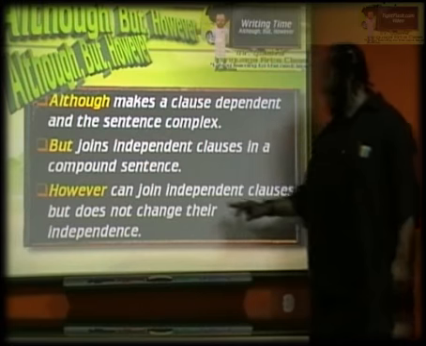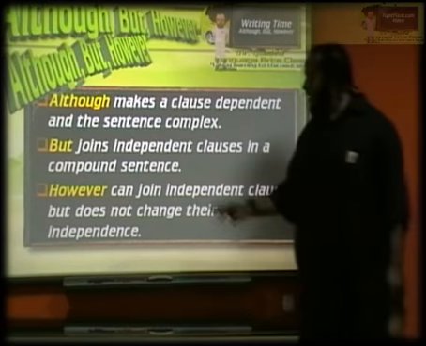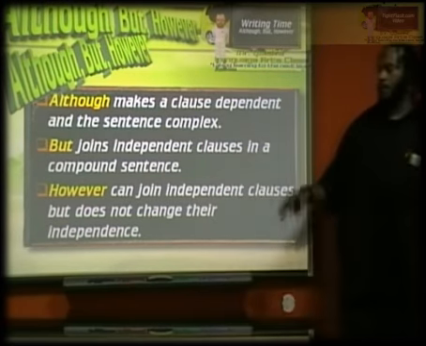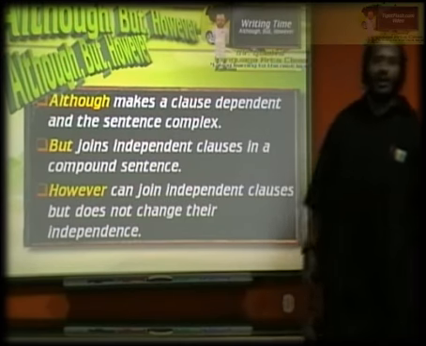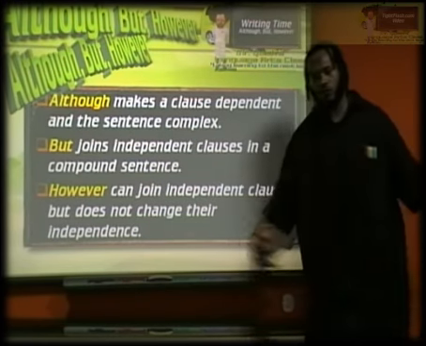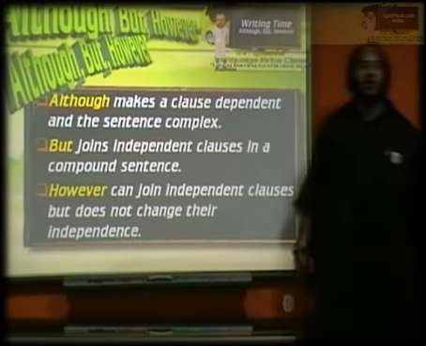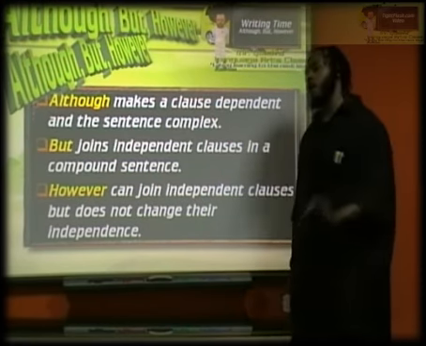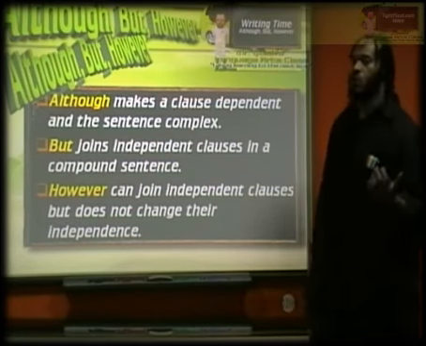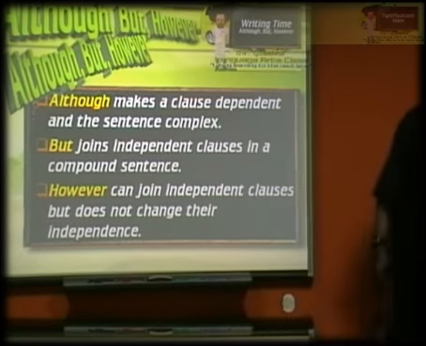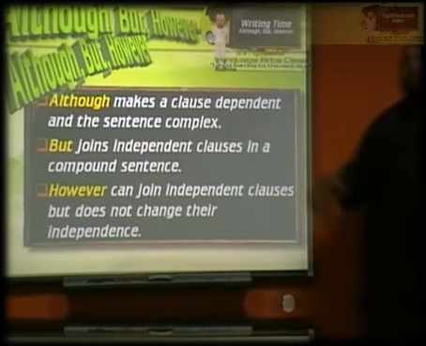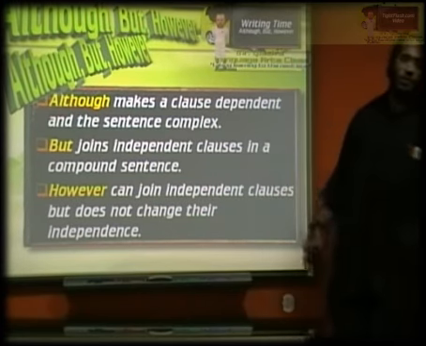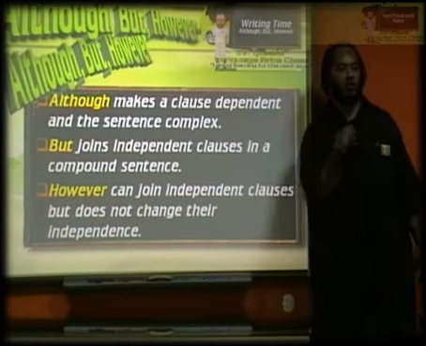However, can join independent clauses, but does not change their independence. It keeps the clause independent, it just joins them. And however can also be used as just an adverb in a sentence. So we have to be careful. If we're going to use however as an adverb, we have to make sure that we're using it just as an adverb. Because when you put 2 commas around however and forget the semicolon, I think you're just using an adverb.